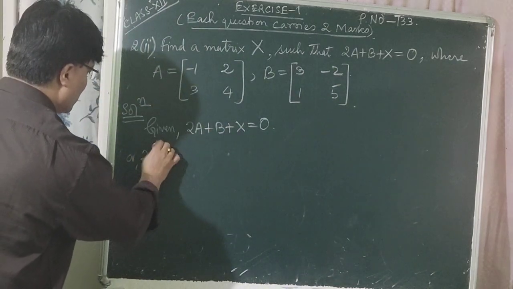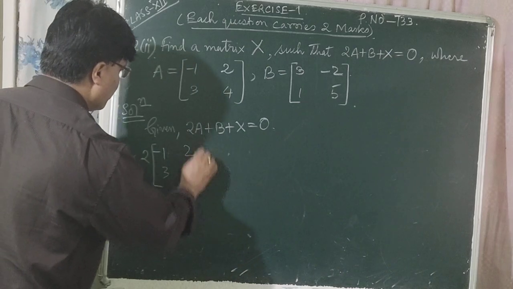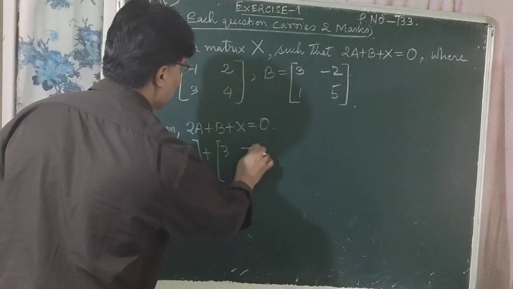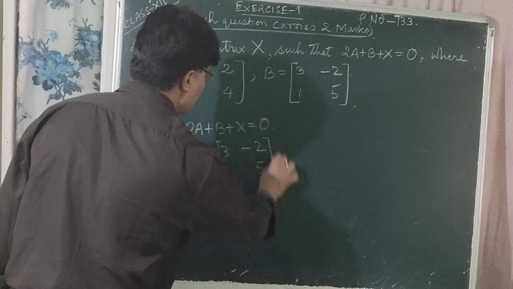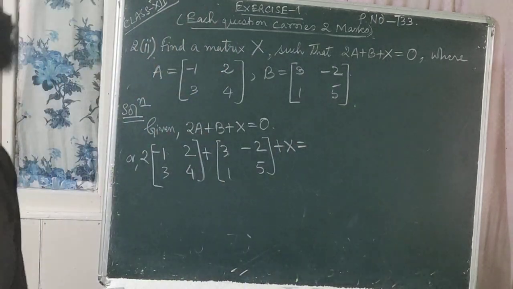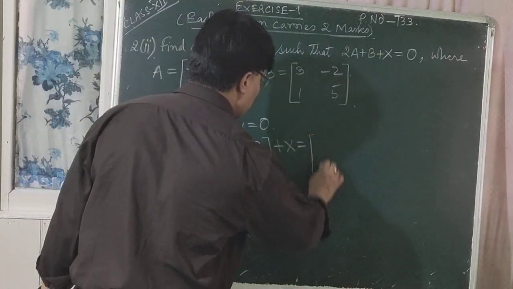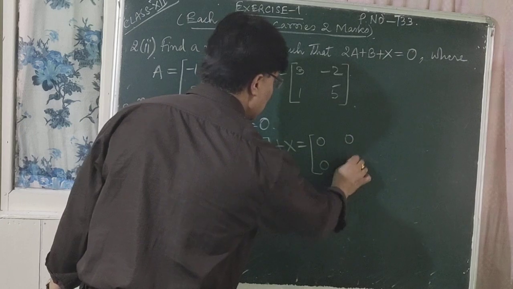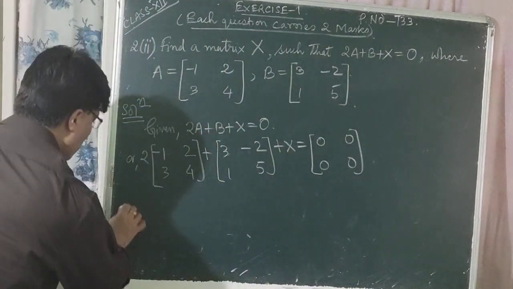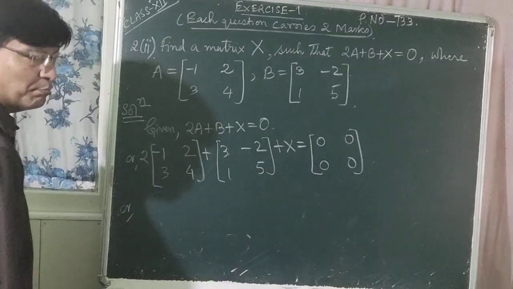Or 2 into, what is the matrix A here? -1 2 3 4. Plus, what is the matrix B here? It is 3 -2 1 5, and plus X we don't know. So what is O here? So here O is the null matrix. So it is of order 2, that is all elements are what? It is 0 out here. Is that clear?